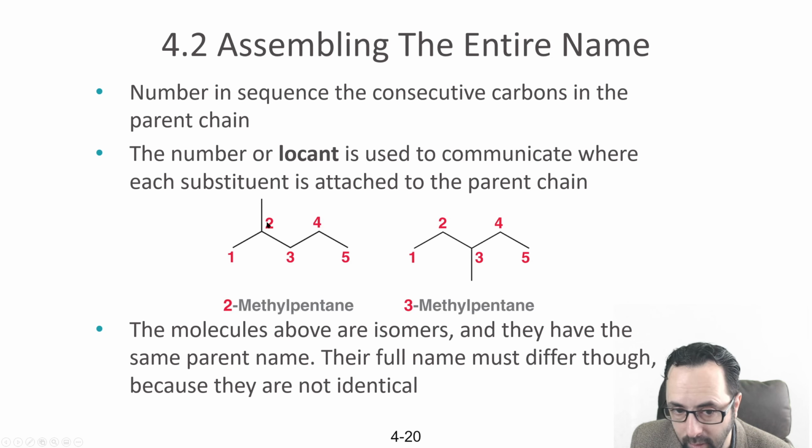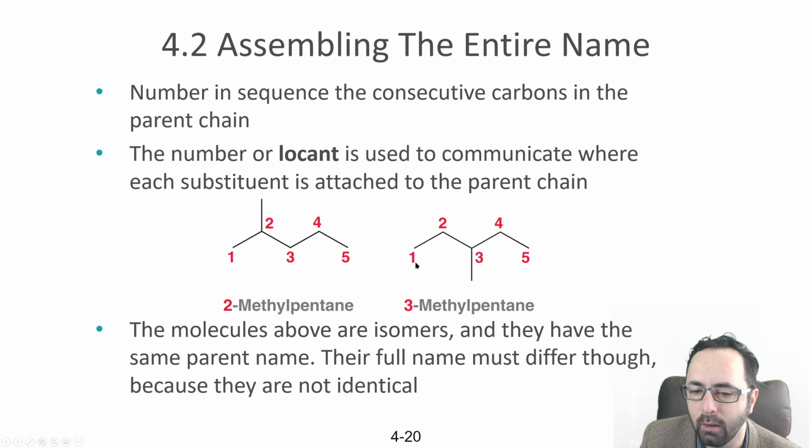The reason why we start from the left is because we want that branch to be on the second carbon, not on the fourth. We want the number indicating the branch to be as low as possible. And so here we can see we number it 1, 2, 3. So these are both methylpentane. Okay, the ane means these only have single bonds. The pent here, pentane, means that the parent chain has 5 carbons in it. Methyl means the branch has 1 carbon right up here.